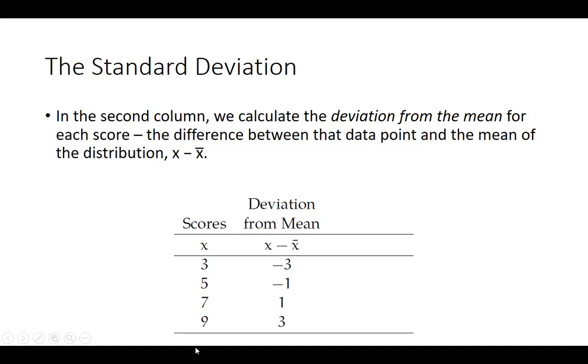So first column has our score. Second column has our score minus the mean. If you want to make a column in between that is just x bar so you can see 6, 6, 6, 6 in between these to help you with your subtraction, you are welcome to do so.